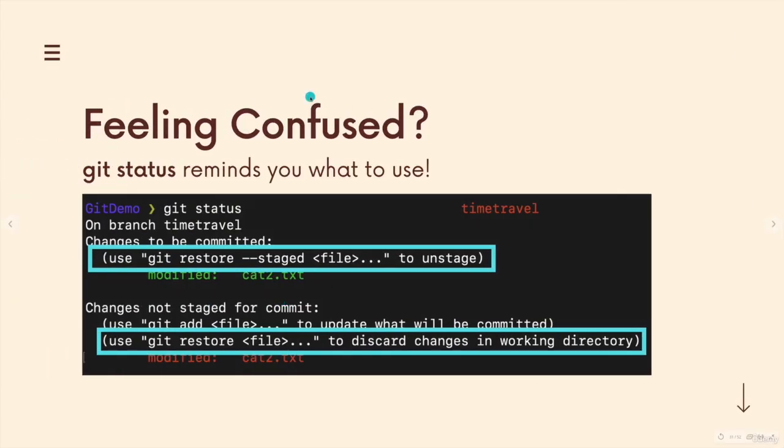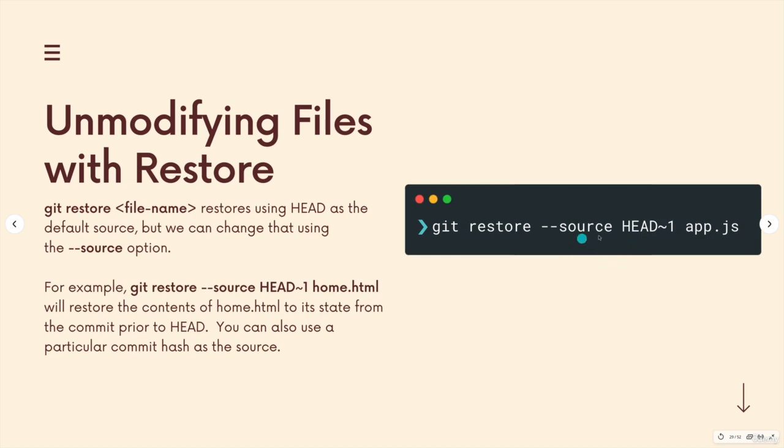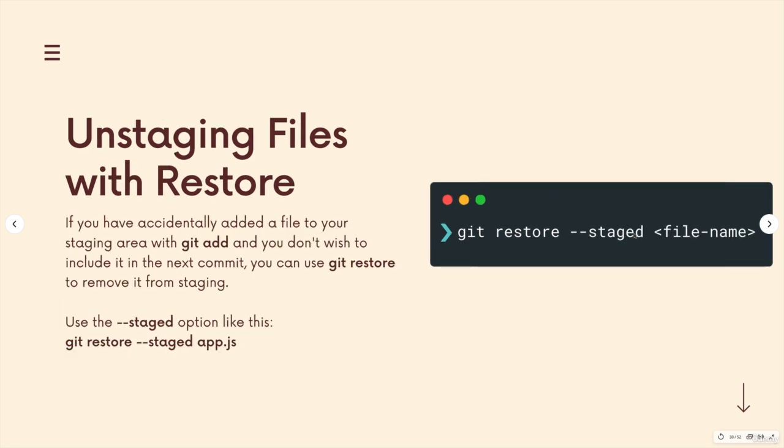So you don't have to remember it at all times. You can just use git status. It will remind you what to use. It does not show you in git status, though, that you have this option, right, to specify a different source. Not as common, but this does allow you to reset the contents of a file to what it looked like 10 commits ago if needed. So you can use that --source. It defaults to head, as we've seen. Okay, so that's git restore.